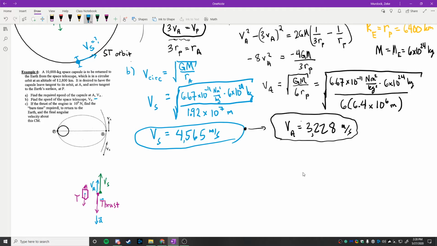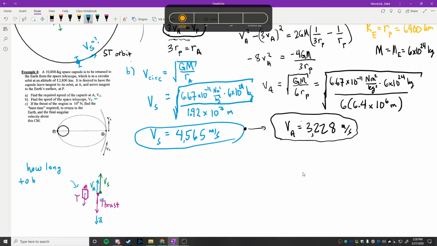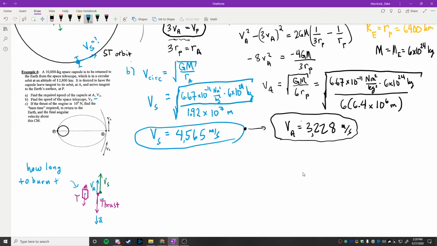You'd aim the rocket this way, and you'd fire gases out that way for some amount of time. Our question is basically how long to turn on the engine. That's what we mean by burn time, right? So how long to burn the fuel, or use the engines, however you want to say this. That's the burn time.